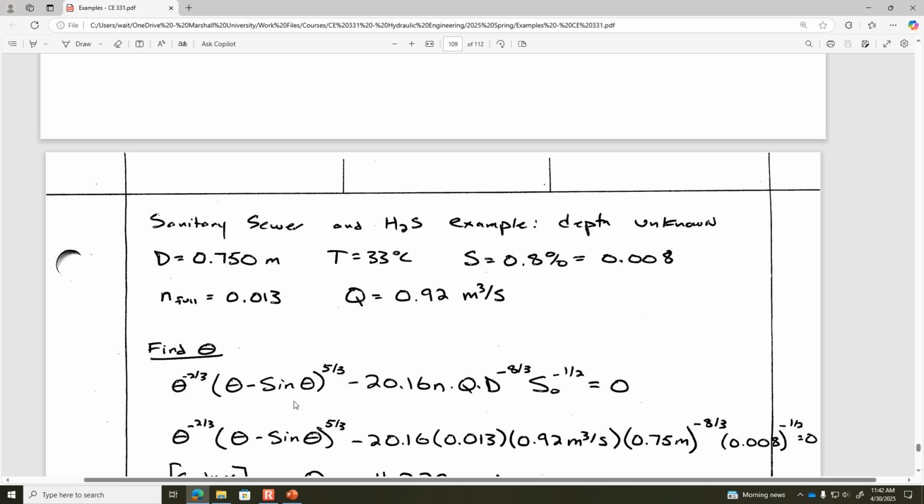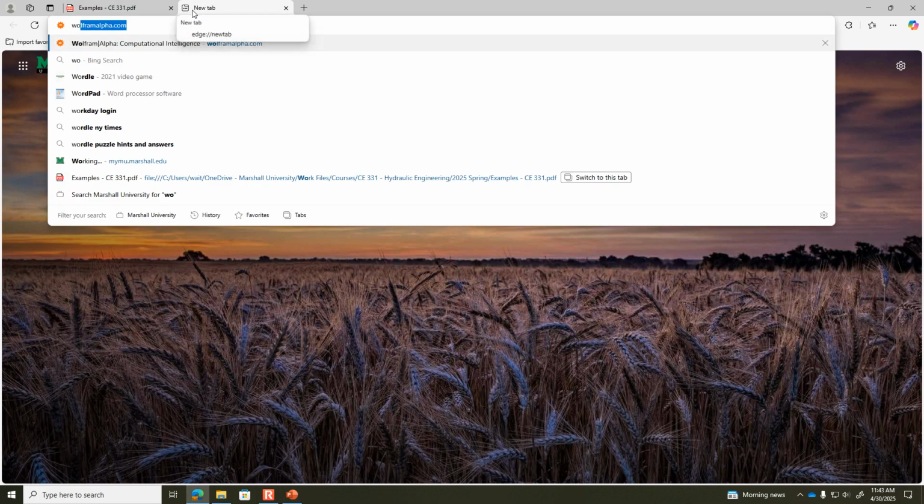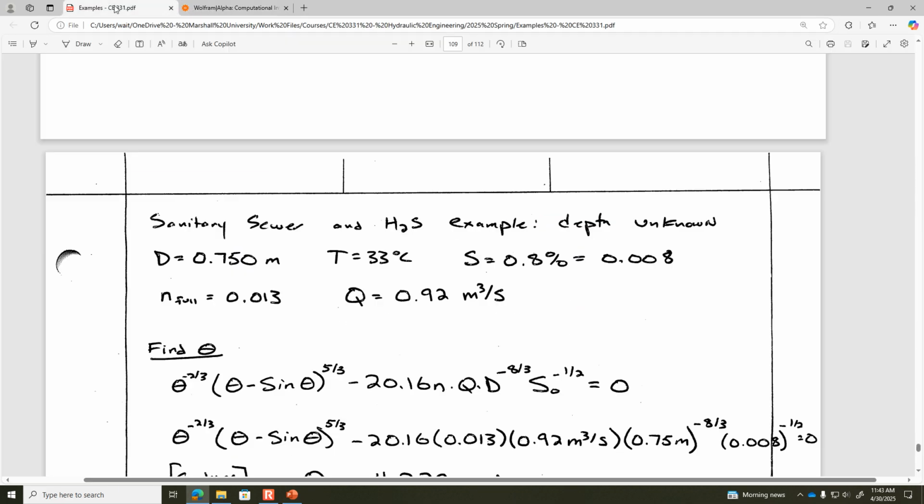So here is Manning's equation as we are going to put it into Wolfram Alpha and then try to solve for theta in radians. Let me bring that up. Wolfram Alpha, and then the equation that we're putting in. As I'm doing that, why don't you see if you could get your solver to tell you what theta is?